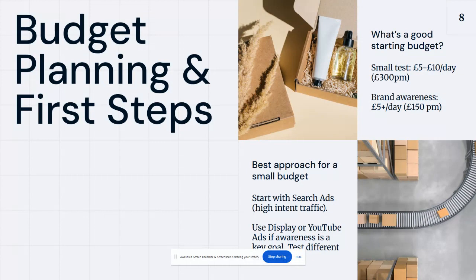But the best approach for a small budget, I would always say start with search ads because they're high intent traffic, as I've probably mentioned quite a few times in this webinar. As long as you do your keyword research, you're getting in front of people that are looking for what you do, looking for your product and service. So yeah, it's high intent traffic, and then using display and YouTube if awareness is what you want to get.